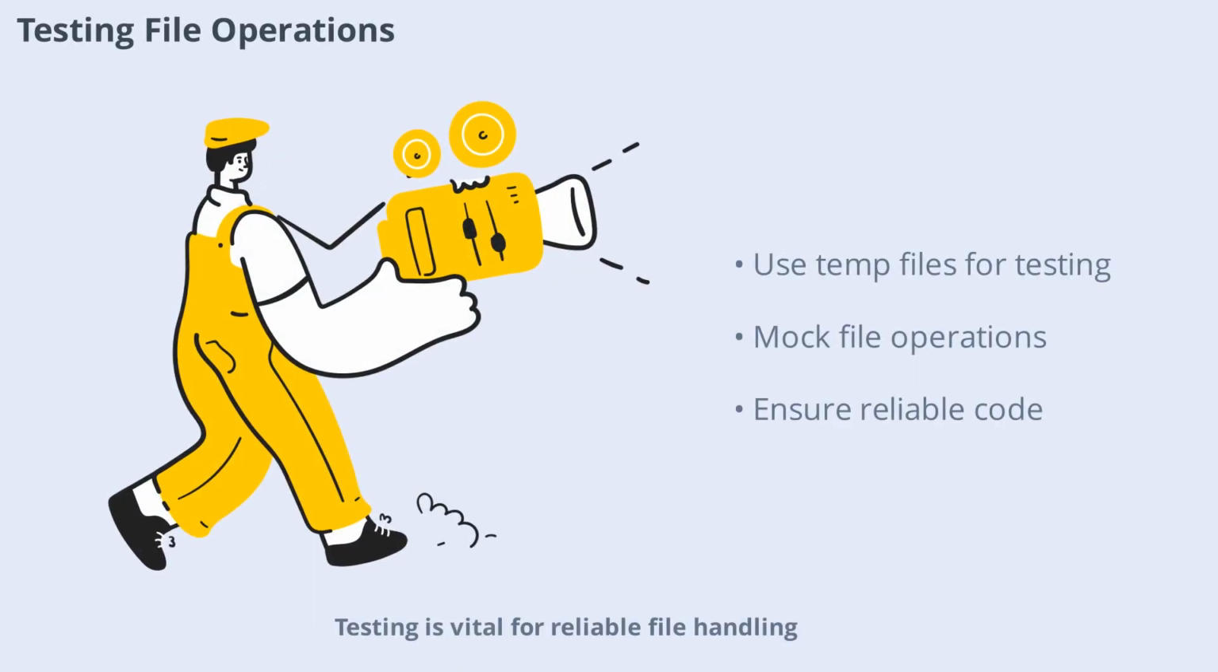Testing is vital for reliable file handling. Use temporary files and mock objects to test your code without affecting real data. Python's unittest and pytest frameworks support file operation testing, ensuring your programs behave as expected in all scenarios.